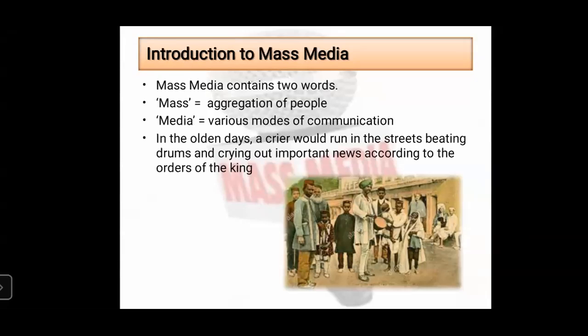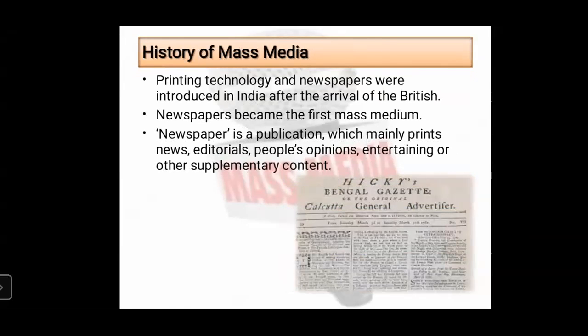Then we did the history of mass media. In the history of mass media, the printing technology and the newspaper were introduced in India after the arrival of the British. So before the British, there was no concept of newspaper. After the Britishers came, they introduced the printing technology, and after we got the printing technology, we started with the concept of newspaper. And this also marked that the newspaper was the first mass medium of circulating information and knowledge, right? So this was the history of mass media.